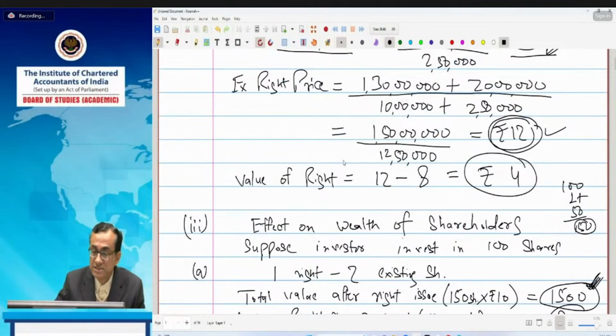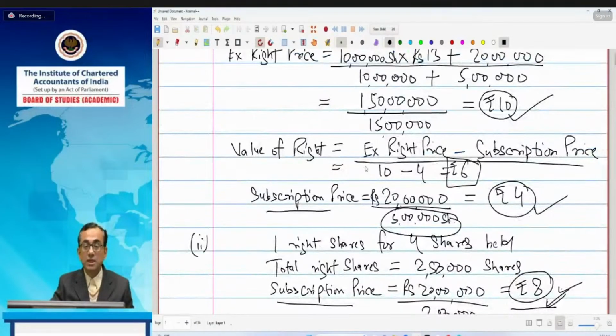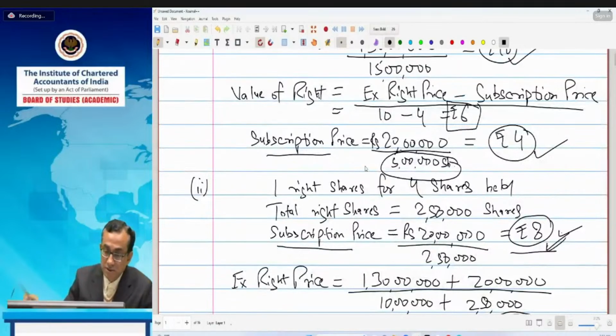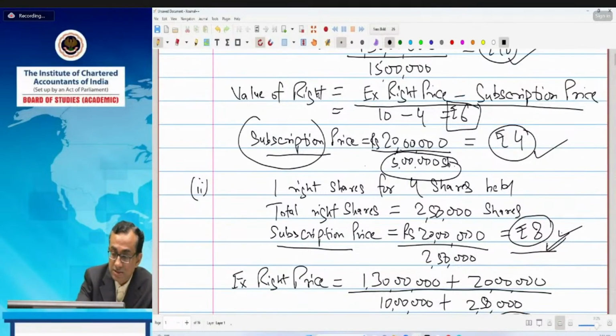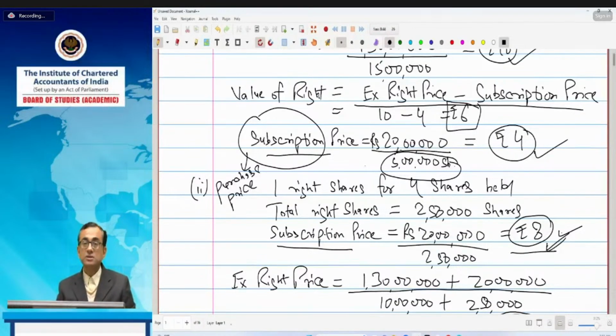Subscription price, see, subscription price is the price at which the right shares have been subscribed. Means this is actually the purchase price. You can say this is the purchase price. It is the price which the existing equity shareholder has to pay in order to acquire the right share. That is the subscription price.